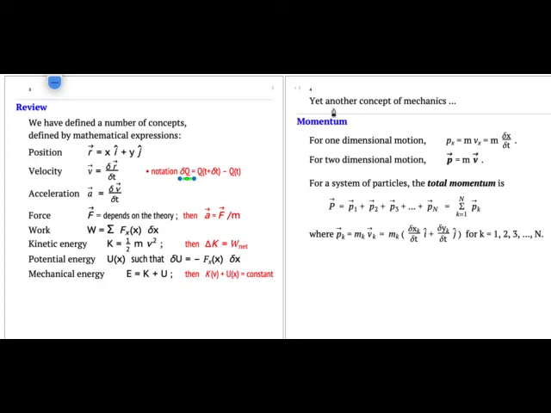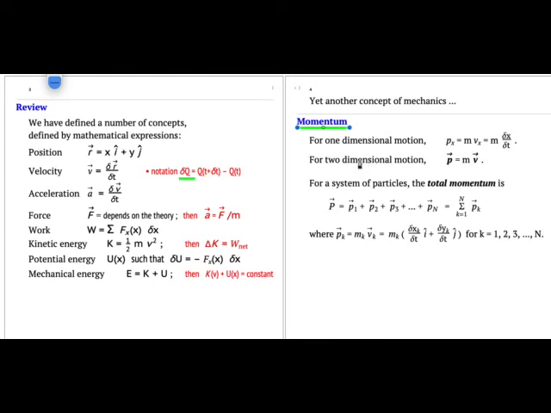And now we come to yet another concept of mechanics, momentum. For one-dimensional motion, the momentum is just the mass times the velocity in one dimension. So that's the mass delta x over delta t. You see, momentum can be either positive or negative, just like velocity. If the velocity is positive, then the momentum is positive. That would be one direction on the x-axis. But if the velocity is negative, traveling on the other direction on the x-axis, then the momentum would be also negative.